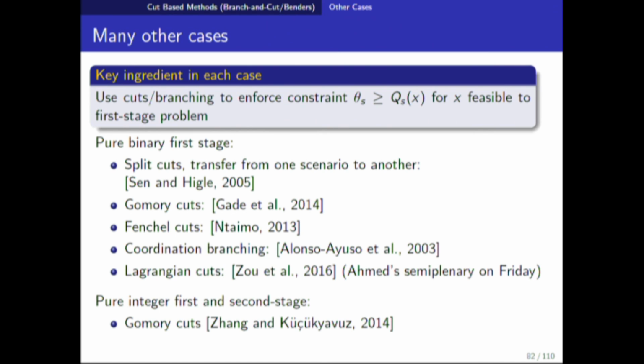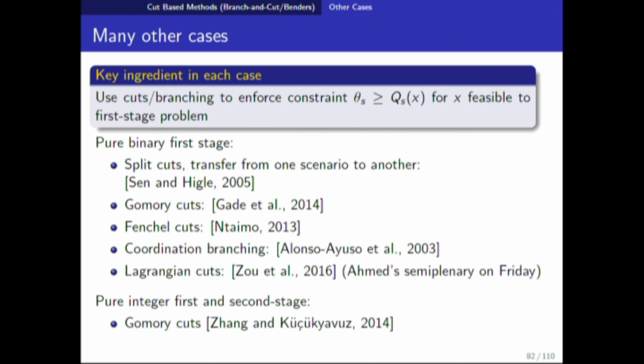For example, you could use split cuts, and there's a clever mechanism that has been proposed for transferring subproblem cuts from one subproblem to another, which can save work in generating those cuts. There's been use of Gomory cuts and Fenchel cuts. There are ways you can enforce these things by branching, so it doesn't necessarily have to be only by cuts. And most recently, there's something called Lagrangian cuts, which, if you go to Shabbir Ahmed's semi-plenary on Friday, you can learn more about in the context of multi-stage integer programming.